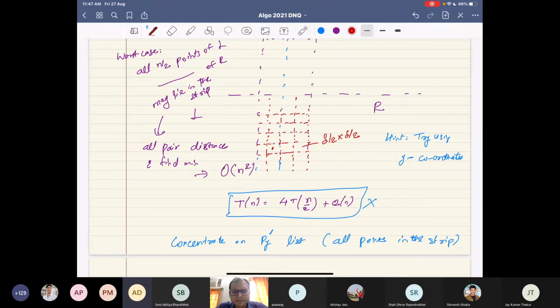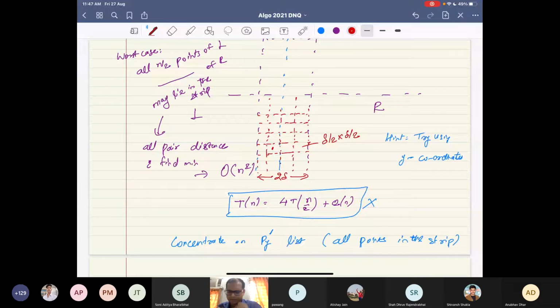Yes, sir. I was just asking what was the construction. It's clear now, sir. Okay. So, overall it is clear now. 2 delta. I have divided into 4 parts, delta by 2 by 2 each, horizontally and vertically. So each box is delta by 2 cross delta by 2. And my first point will lie in one of the boxes. That's how I have constructed.